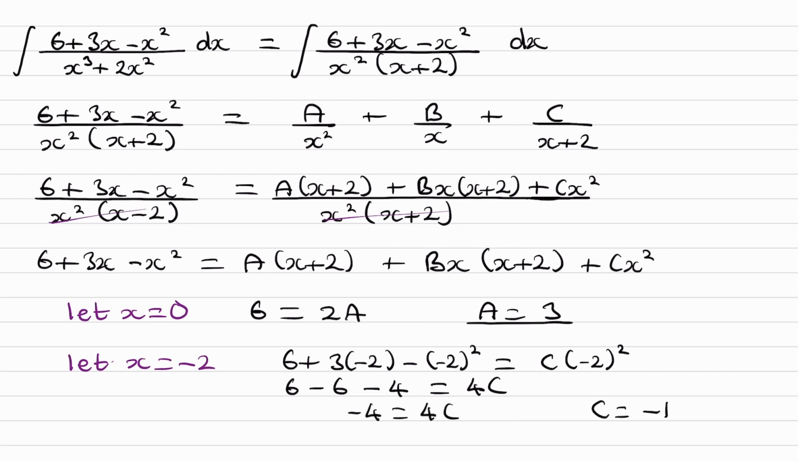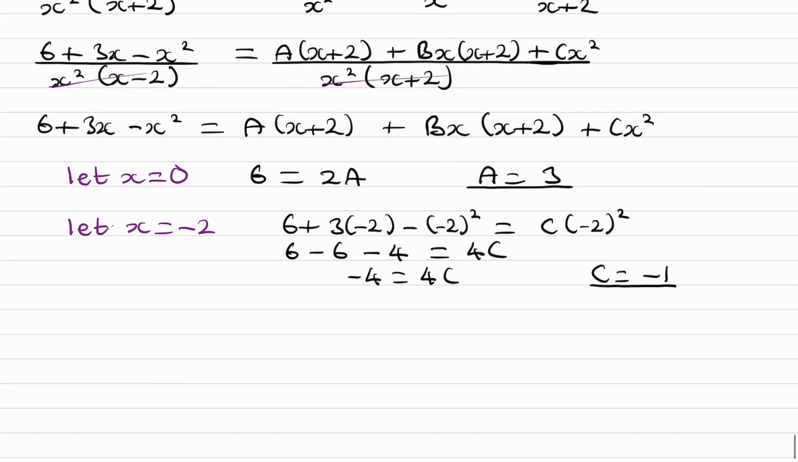And finally, we don't have an extra term that we can set x to be to make the terms multiplied by a and c 0, because we've already used minus 2, we've already used x equals 0. So we just set x to be something else. We can use x is equal to 1. And this will help us work out what b is.